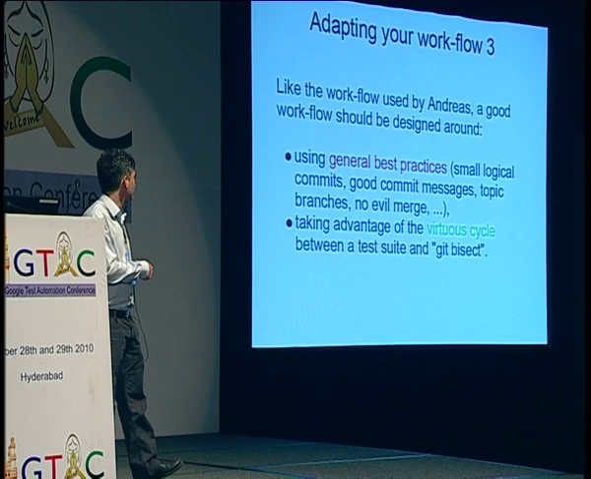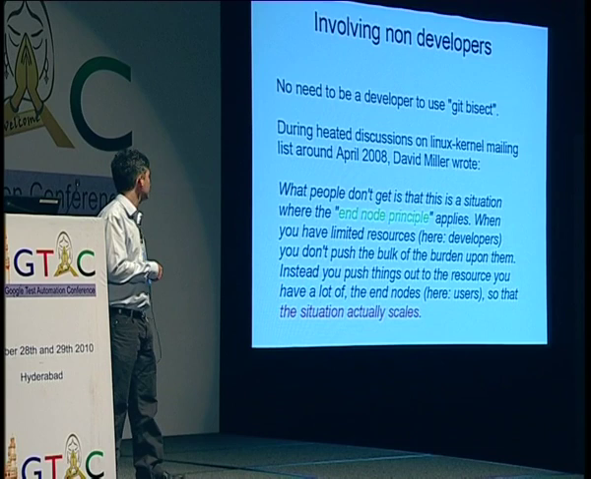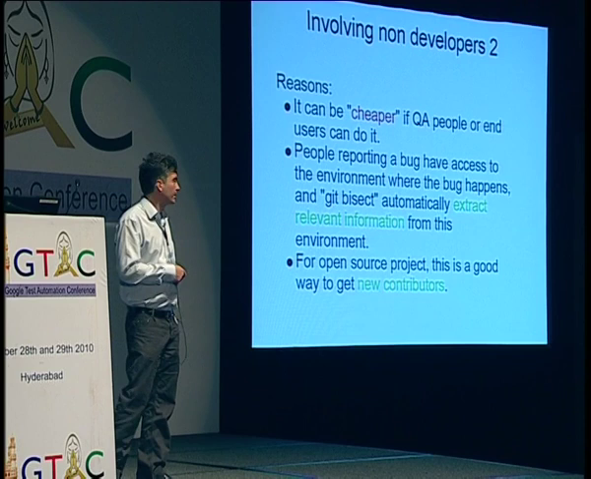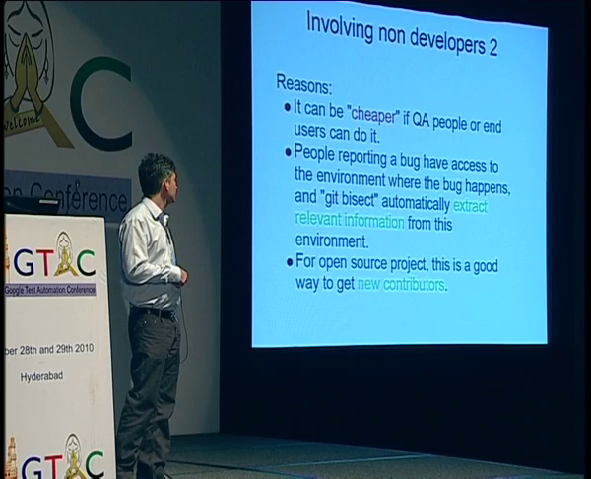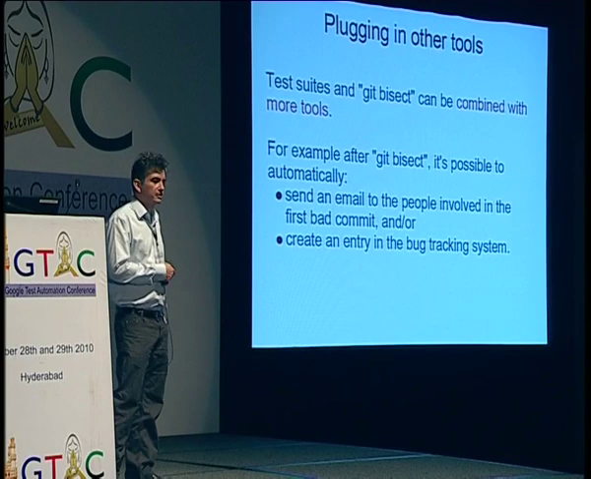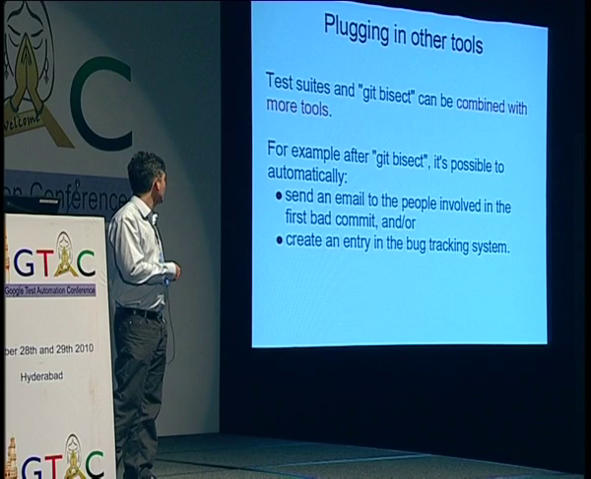And what is interesting too is that Git bisect can be used not only by developers, it can be used by QA people or end users if they have access to the source code. So it can be very interesting, because in this case you don't have to replicate the environment where the bug happens if the user or the QA person can bisect, because it will automatically extract some information. And you can plug in other tools too, like sending emails to the person who committed the first bad commit, or integrate it with other tools like Bugzilla and so on.